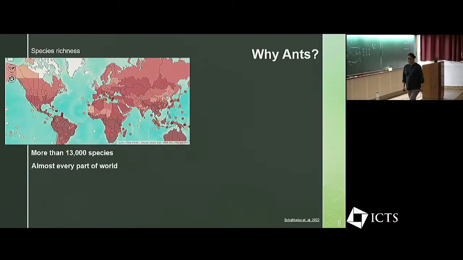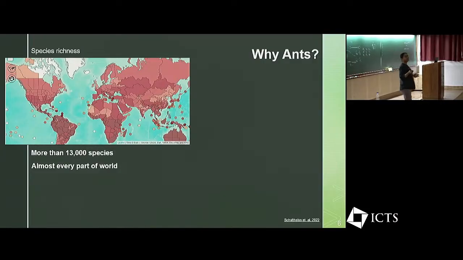Now, you may be wondering why we work with ants. And so I thought I'll get a slide with information about this. There are several species of ants, about 13,000 species of ants, which is actually higher than the number of species of mammals that are present in this world, or the number of birds that are present in this world, right?